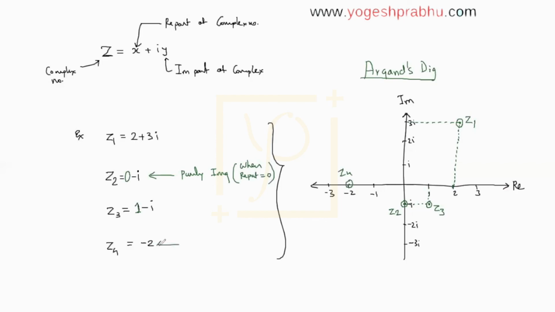Similarly, if you see Z4, it is minus 2, and there is no imaginary part. The imaginary part is 0. This is just 0i because it is not there. So this is called a purely real number. When the imaginary part is 0, we call it purely real, Re for real and Im for imaginary. And this is a complex number which has a real part which is 2 and an imaginary part which is 3.